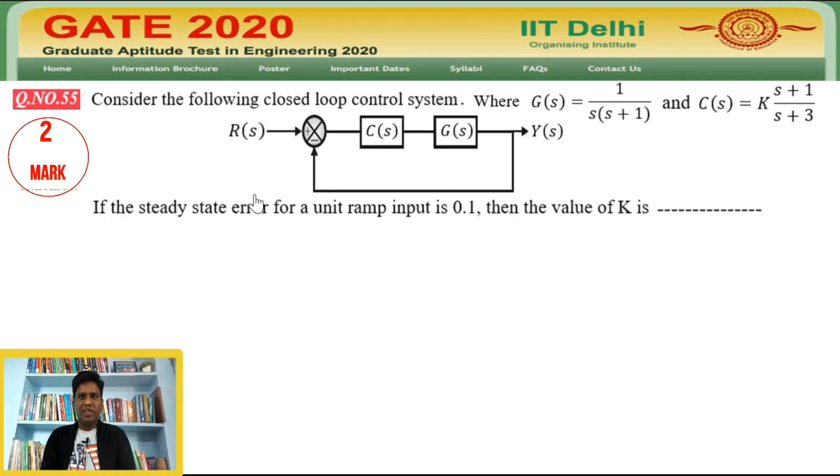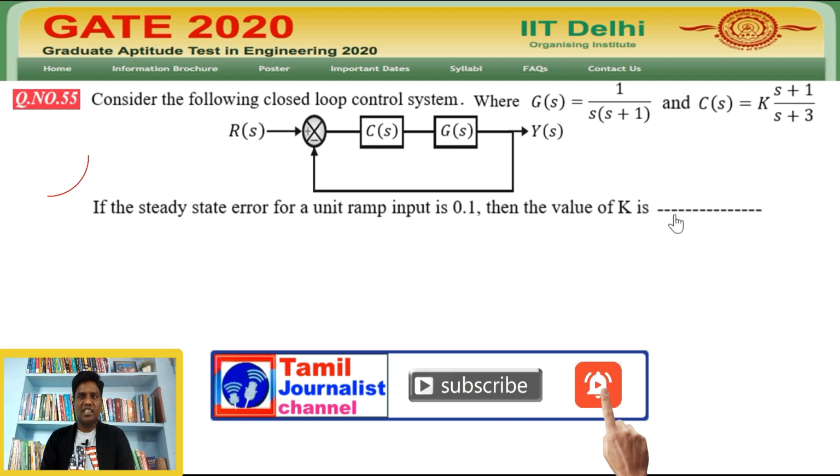Next, we will look at the final and sixth question. This is the 55th question of the GATE exam 2020 for the EC department question paper of the control system subject. The question is, consider the following closed loop control system where G of s equal to 1 divided by s into s plus 1 and C of s equal to k into s plus 1 divided by s plus 3. If the steady state error for a unit ramp input is 0.1, then the value of k is dash.